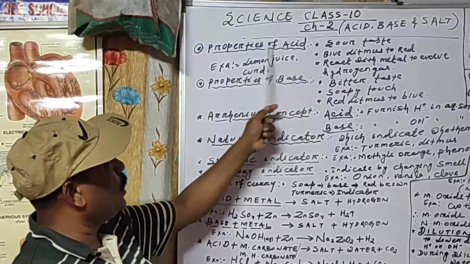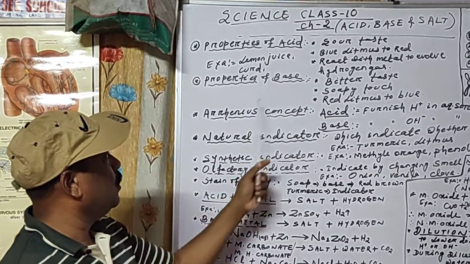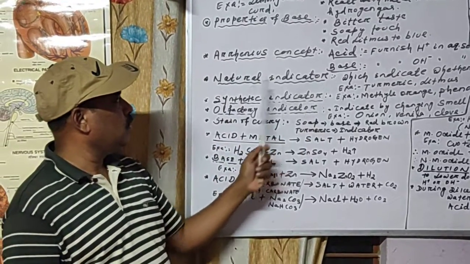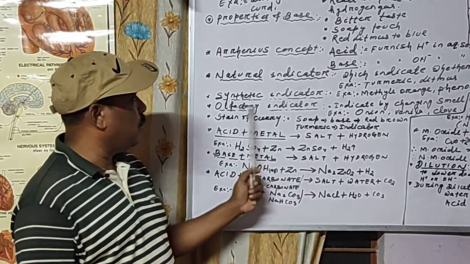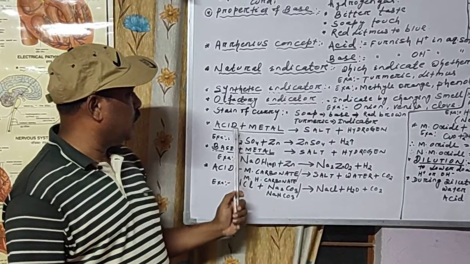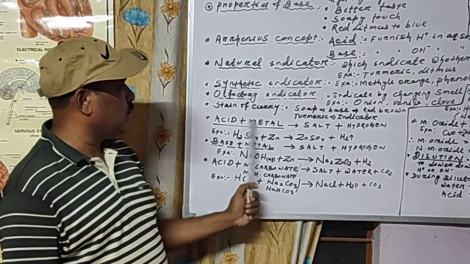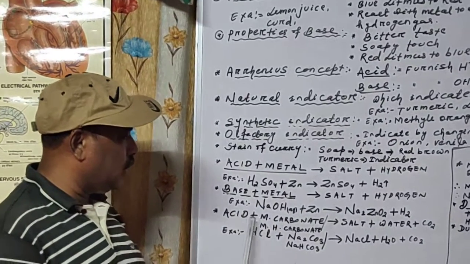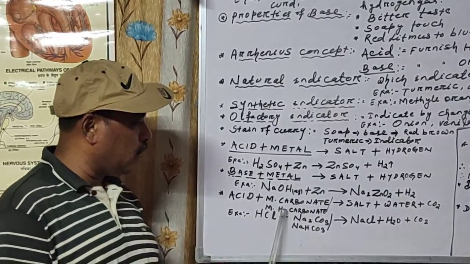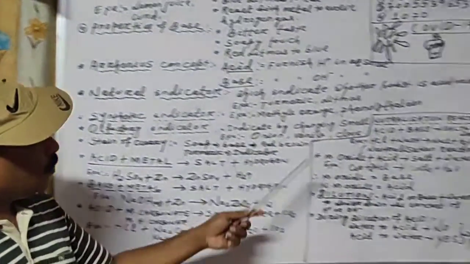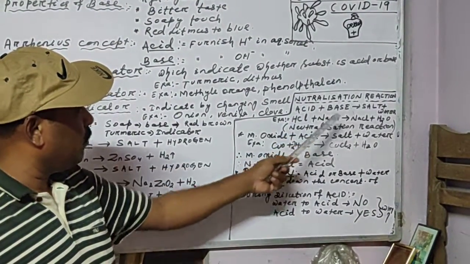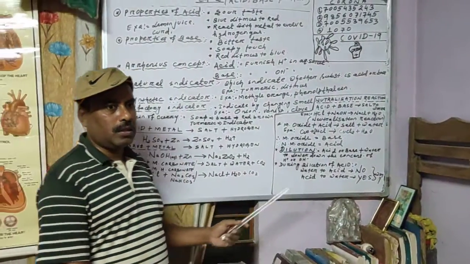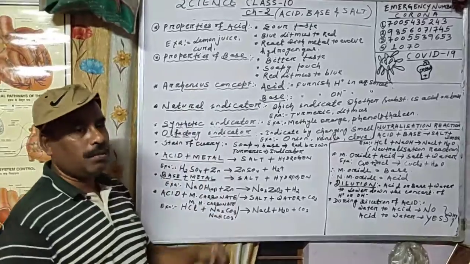The points are properties of acid, properties of base, Arrhenius concept of acid and base, natural indicator, synthetic indicator, olfactory indicator, then how does acid react with metal, how does base react with metal, how does acid react with metal carbonate or metal hydrogen carbonate. Then we have to go for the neutralization reaction. Then we'll go to dilution. So now let us come to the first point, that is properties of acid.